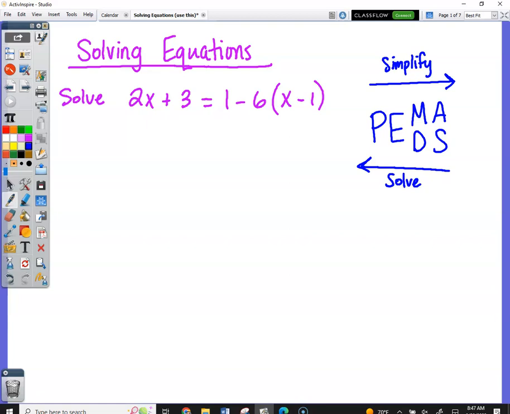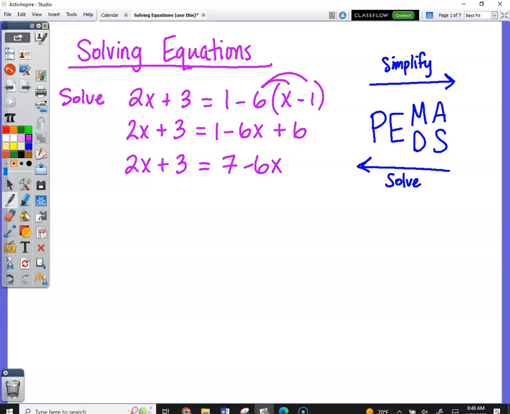First, I cannot solve this until I clean it up, right? This needs to be distributed. So I'm going to bring this down. And then now I have terms that need to be combined. Y'all agree? Okay, is it completely simplified? Simplified. Like, there's no like terms, right? Now I can start solving.